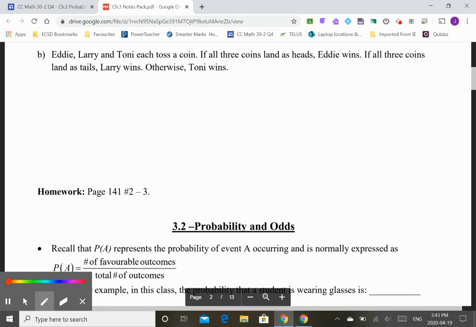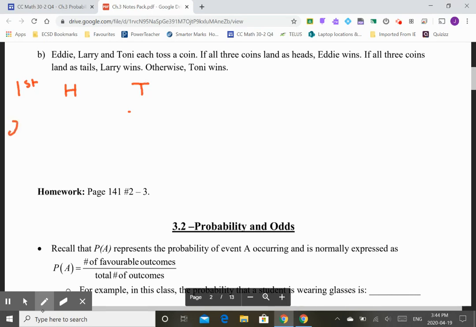So Eddie, Larry, and Tony each toss a coin. If all 3 coins land as heads, Eddie wins. If all 3 coins land as tails, Larry wins. Otherwise, Tony wins. So let's start with our tree diagram, and we're going to start with our first toss. And that first toss could land on heads or tails. So with that single toss, we have 2 possible outcomes, heads or tails.